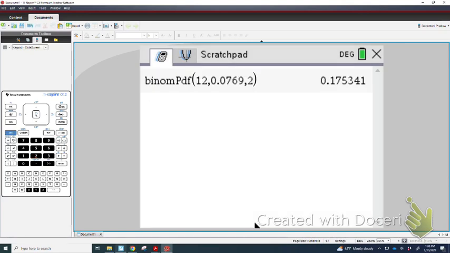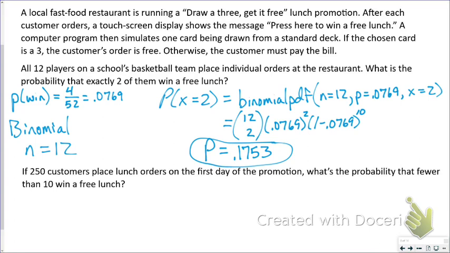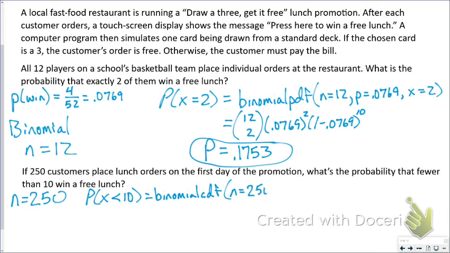All right. Let's try another one. This time they up the sample size to 250 customers, but everything else is the same. They want to know, in this circumstance, what is the probability of fewer than 10? So since we have a less than, we need to use binomial CDF. N changes to 250. Success rate is the same.